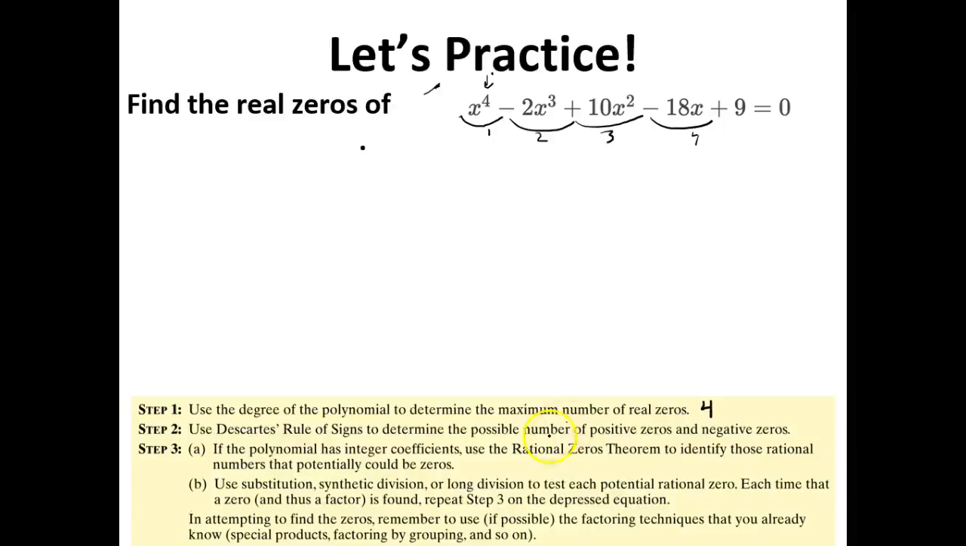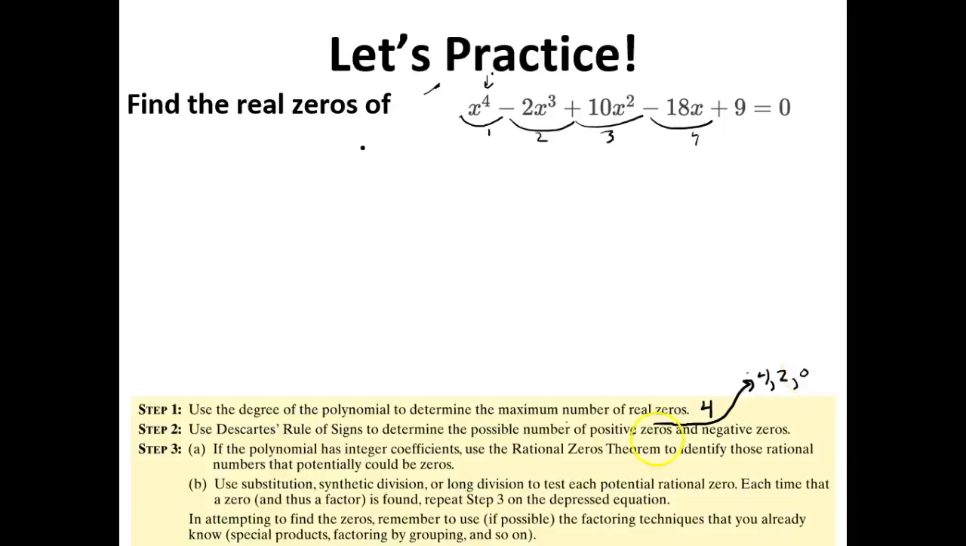For Descartes' rule of signs, positive zeros, there were 4 changes up here. So the possible number of positive zeros is either going to be 4, or decrease it by an even integer, so down to 2, or again 0. Possible number of positive zeros is going to be either 4, 2, or 0.